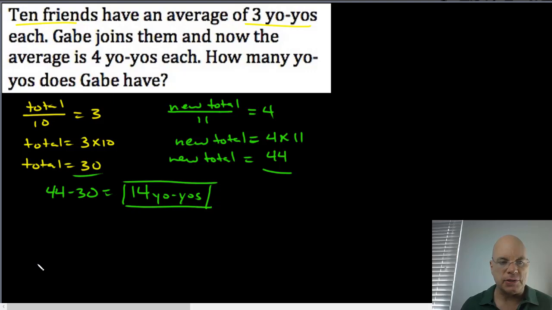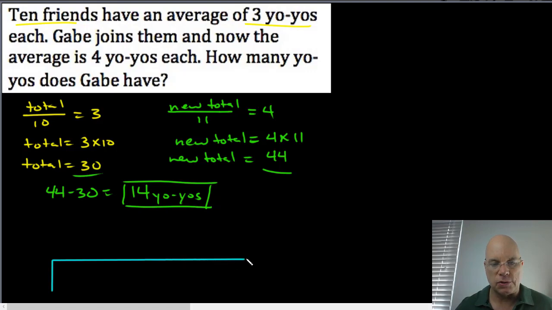Another way to think of that would be to use the model we learned where we're comparing. If you think back to when we first learned mean, and we compared the columns of blocks. So if you think of the number of yo-yos visually like this, there are 10 friends.